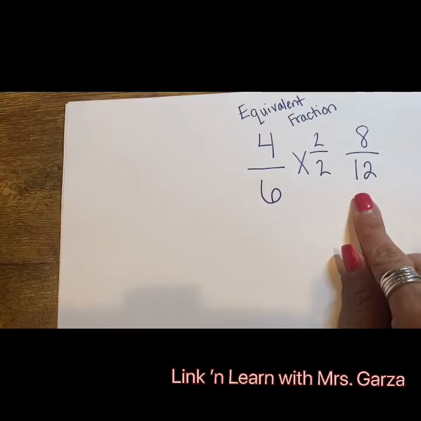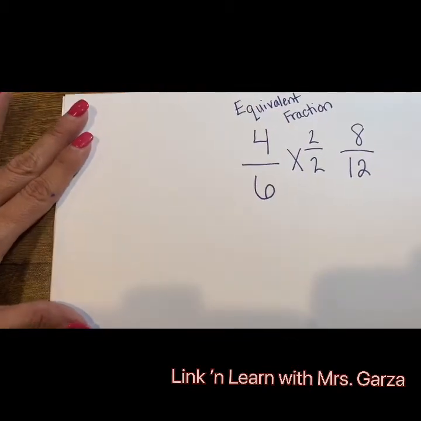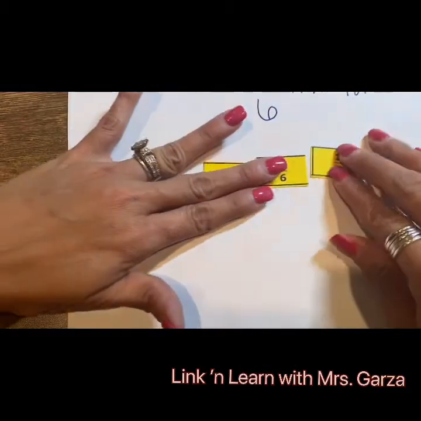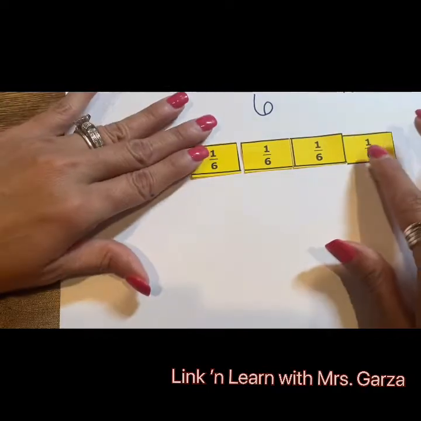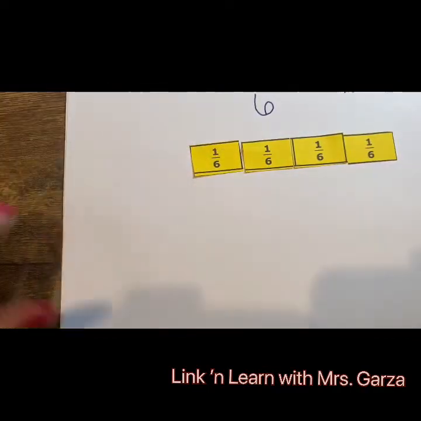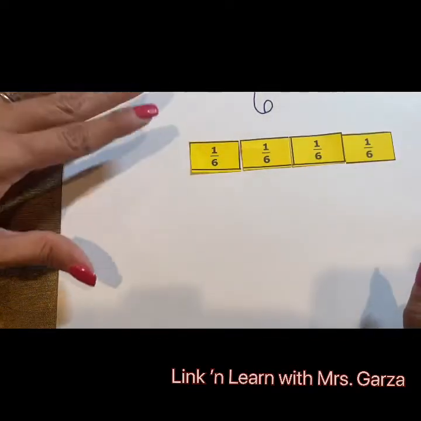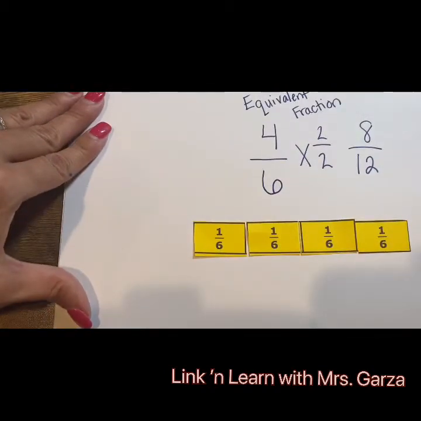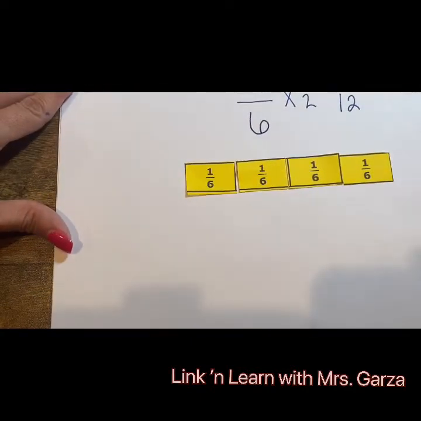Now, using these fraction strips, let's see if that's true when we're modeling it. Let me go ahead and get 4/6. I already have them pre-cut. 1, 2, 3, and 4. That's representing 4/6. Now I am going to represent the 8/12 and see if it is equivalent to 4/6 using our fraction strips. We're saying that it is equivalent using our multiplication method, but let's prove that it is also using our fraction strips.